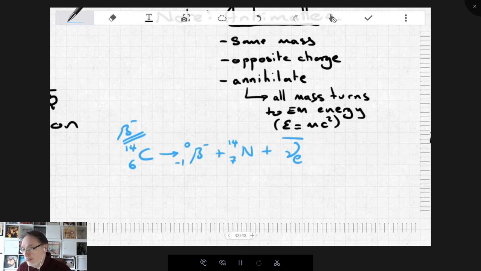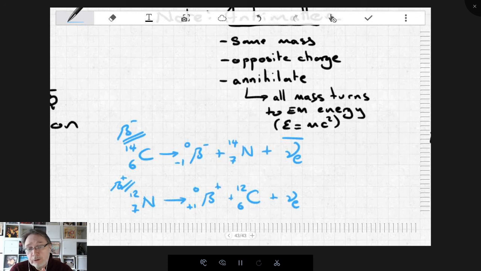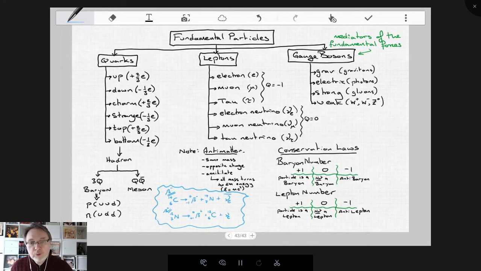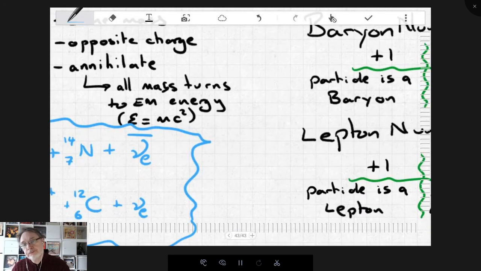Now the same happens for beta plus. The example here is nitrogen 12, a beta plus emitter, which turns into carbon 12, and in order to conserve lepton number, I need to have an electron neutrino. The beta plus is an anti-lepton, which means it has a lepton number of -1, so I need a +1, and I mustn't mess up the charge number.